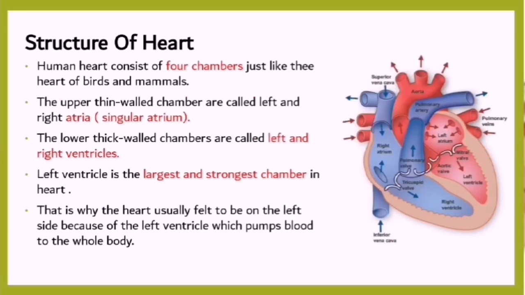Now, the heart consists of 4 chambers, just like the heart of birds and animals. The upper thin walled chambers are known as the right and left atrium, and the lower thick walled chambers are known as the right ventricle and the left ventricle. The left ventricle is the largest and strongest chamber in the heart. That is why the heart is usually felt to be on the left side.